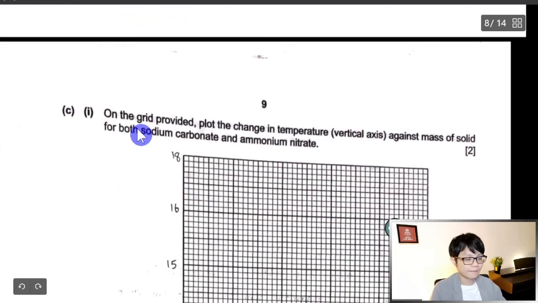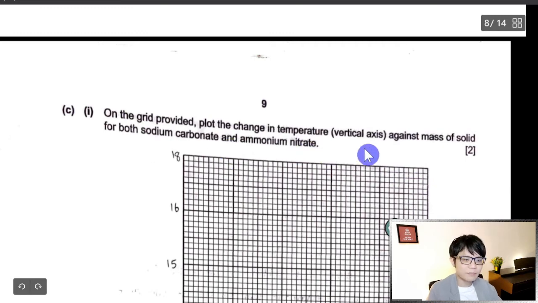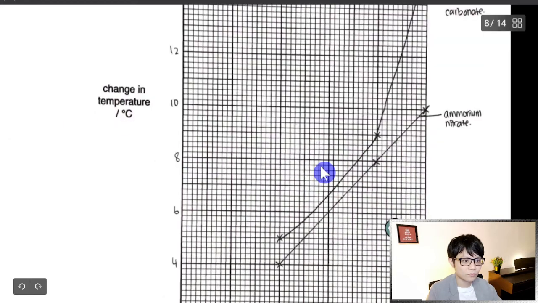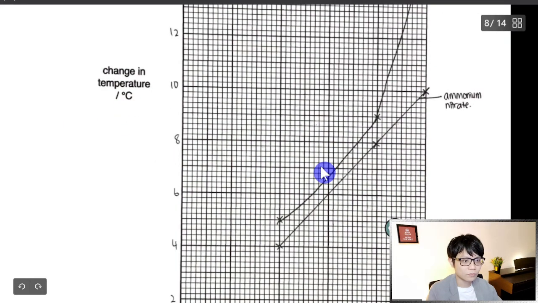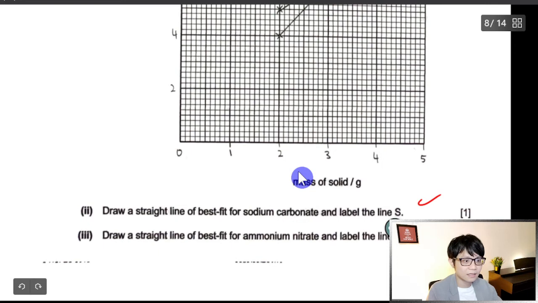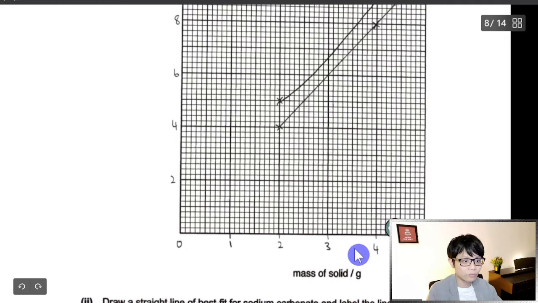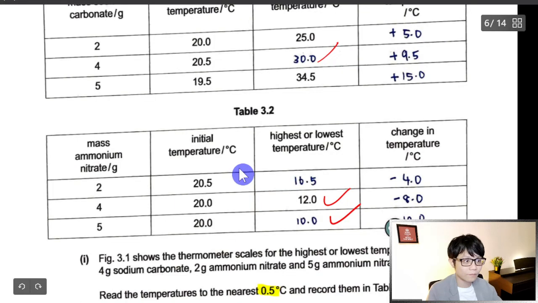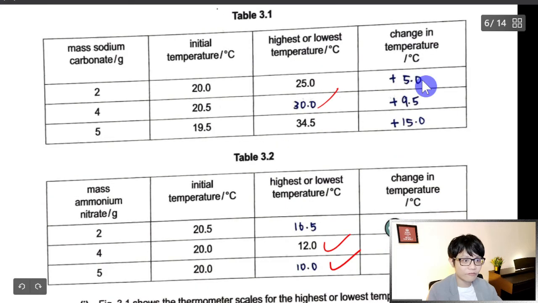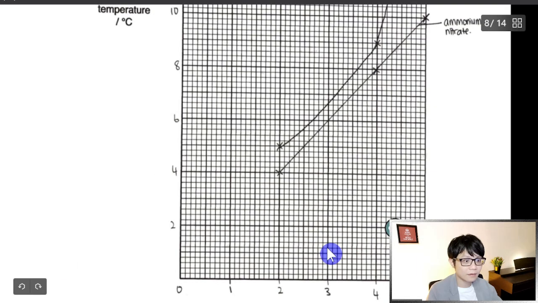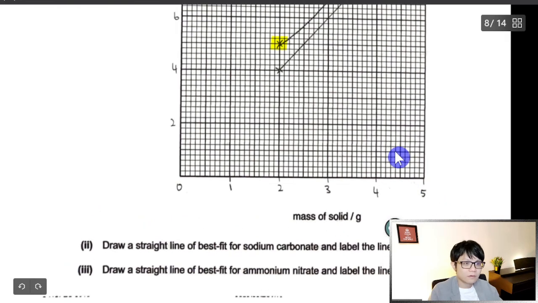A grid is provided. Plot the change in temperature vertically against the mass of sodium carbonate and ammonium nitrate. So this is the change in temperature and this is the mass of solid. 2, 3, 4, 2, 4, 5. So we can see here 2, 4, 5, the 10, 5, 9.5, 15.5. So I get 1 mark for this.